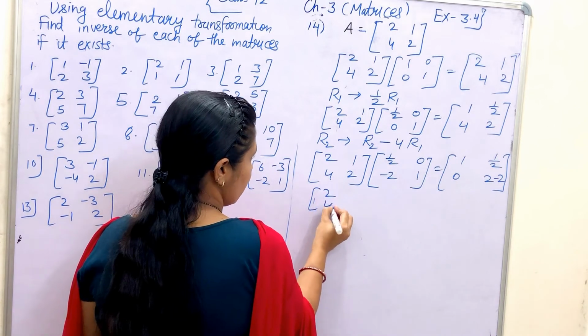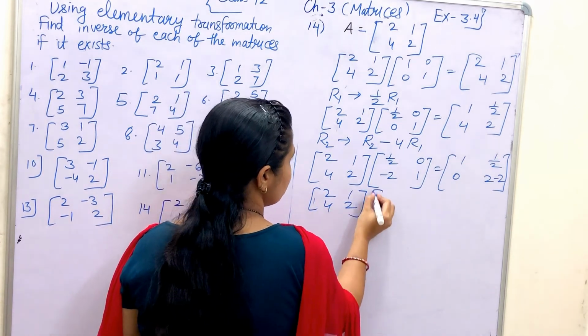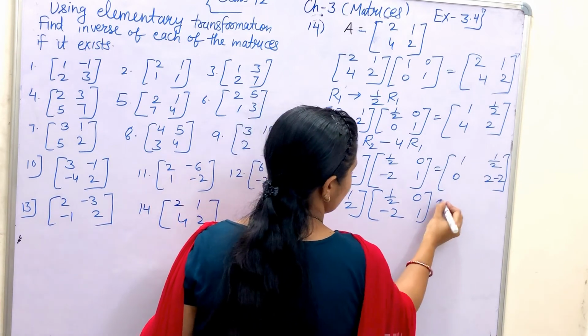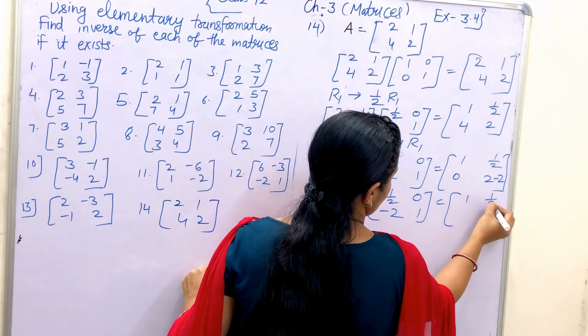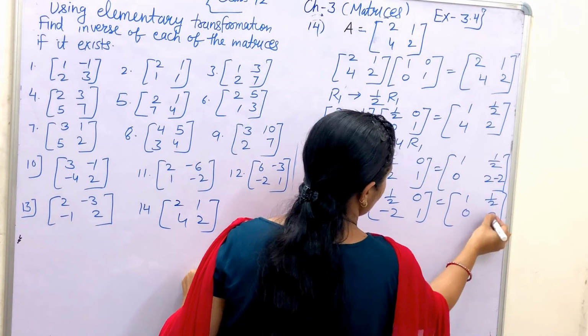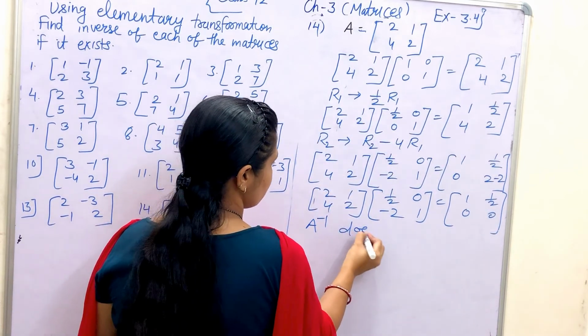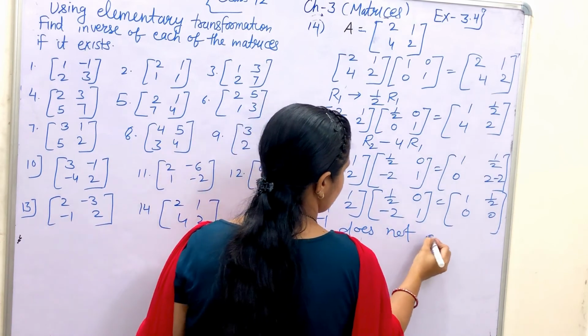We see here our second row has become 0. So we can't make it an identity matrix. We can say here A inverse does not exist.